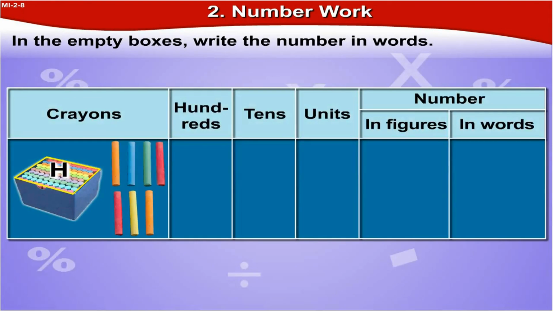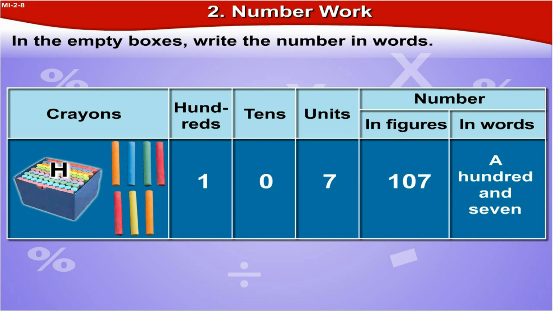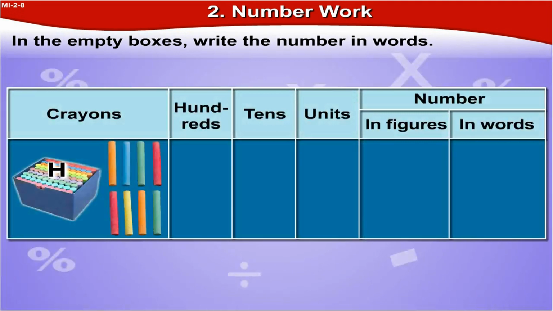Now we have a box of 100 crayons and 7 more crayons. So it means it is 1 hundred, 0 tens, 7 units. In figures it would be 107 and in words, one hundred seven. Let us see the next picture.